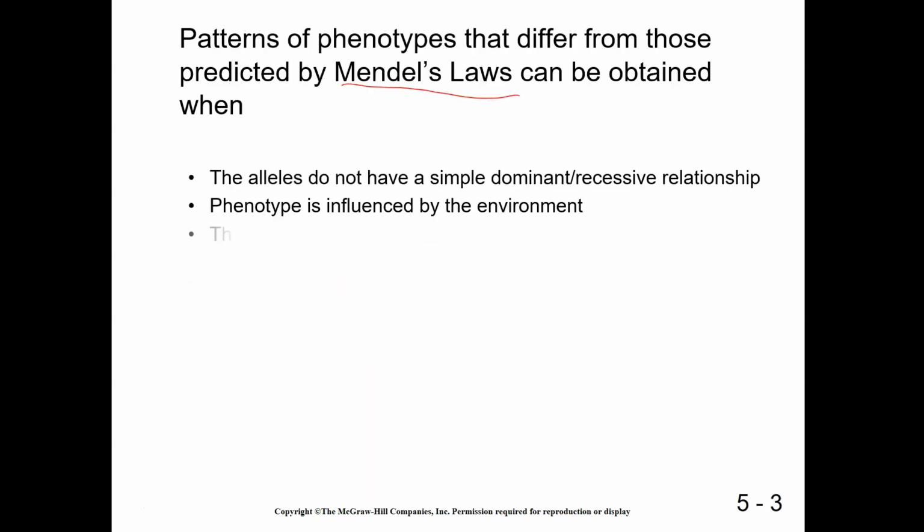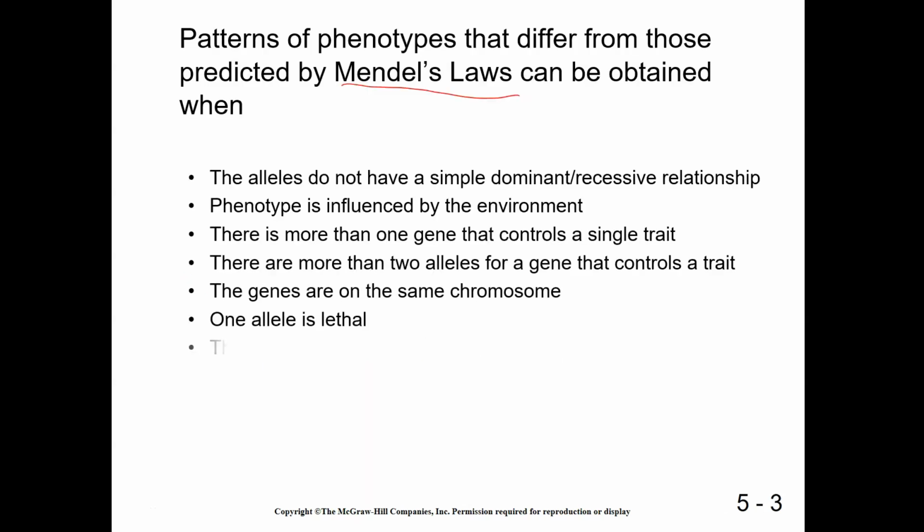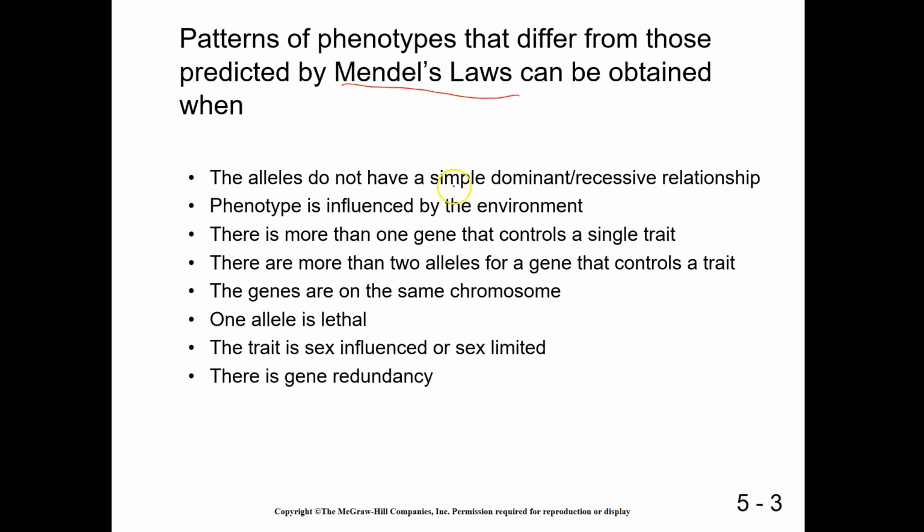Independent assortment and segregation are going to have to do with situations when, number one, the alleles don't have that simple dominant recessive relationship. In other words, one doesn't trump the other. Where the phenotype is influenced by the environment, say by temperature or pH actually. Sometimes there's more than one gene that controls a single trait.